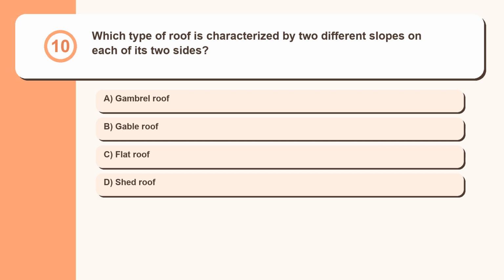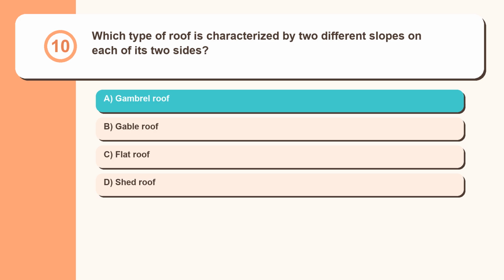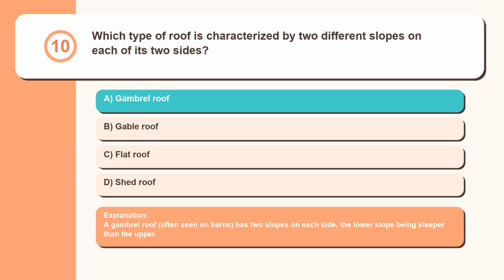Question 10. Which type of roof is characterized by 2 different slopes on each of its 2 sides? Gambrel roof, gable roof, flat roof, shed roof. A gambrel roof, often seen on barns, has 2 slopes on each side, the lower slope being steeper than the upper.